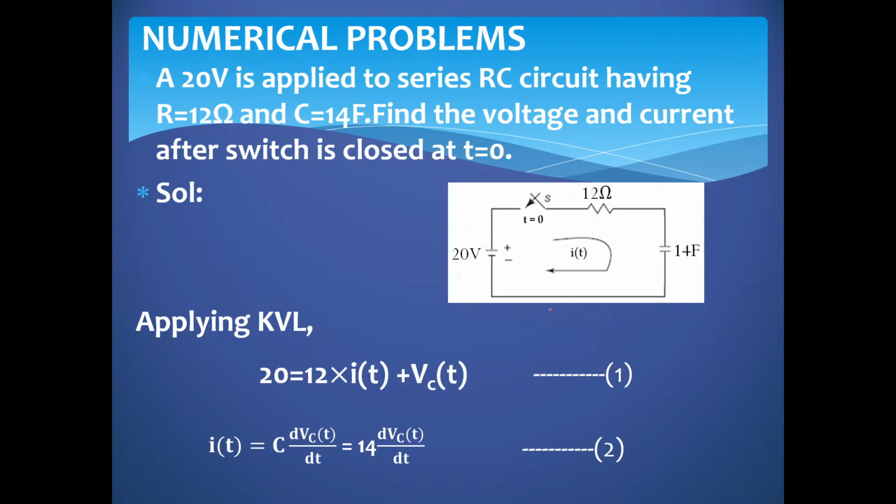So I hope you have written. Now just apply KVL immediately after closing the switch. What do you get? 20 is equal to V is equal to R into I of t. R is 12, I of t plus voltage across the capacitor. I'm just writing Vc of t because I want to substitute the initial condition. Here a switch is there, so we have to consider the initial condition. So Vc of t. Now what is the current in the capacitor? Current in the capacitor is C into d by dt of Vc of t. What is C value? 14. So 14 into d by dt of Vc of t is the current in the capacitor.